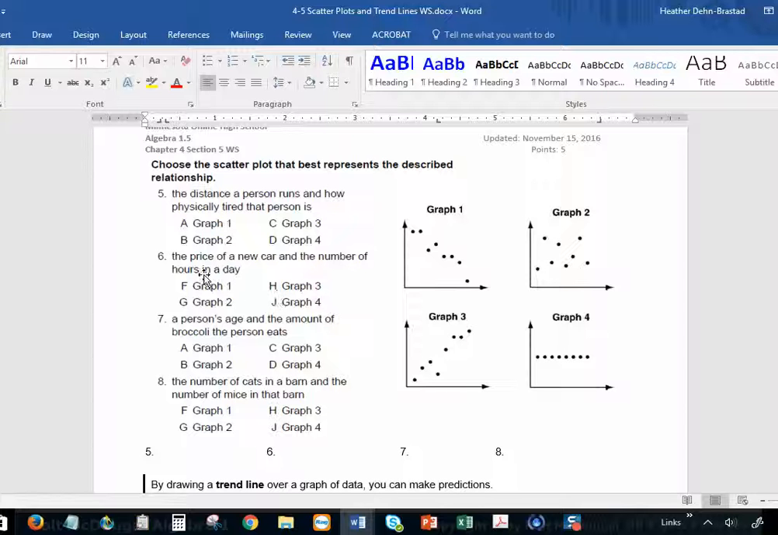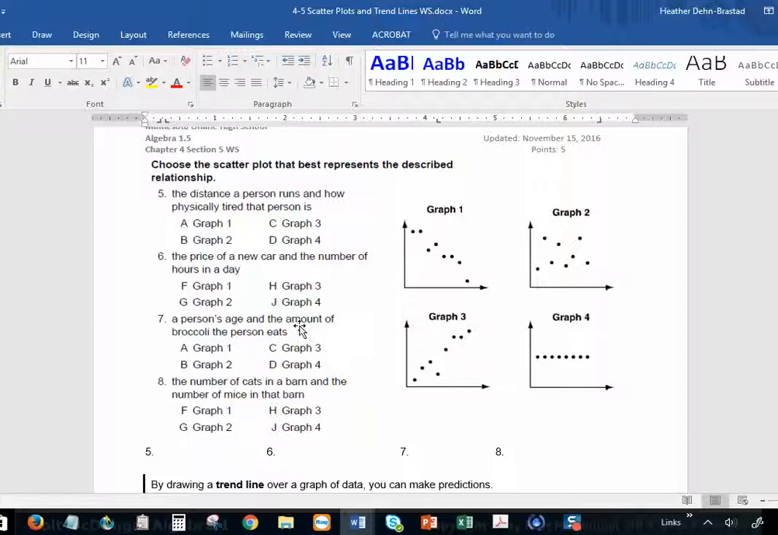Let's look at number 6. The price of a new car and the number of hours in a day. Well, that one's kind of silly. Let's do the next one. A person's age and the amount of broccoli he eats. This might be as he gets older, the more broccoli he eats. Number 8, this one's more clear. The number of cats in a barn and the number of mice in that barn. The more cats you have in a barn, the fewer mice. This would be a negative correlation. Graph 1 would definitely go best with that one. Number 5, the distance a person runs and how physically tired that person is. That would probably be graph 3. You get more tired the longer you run.